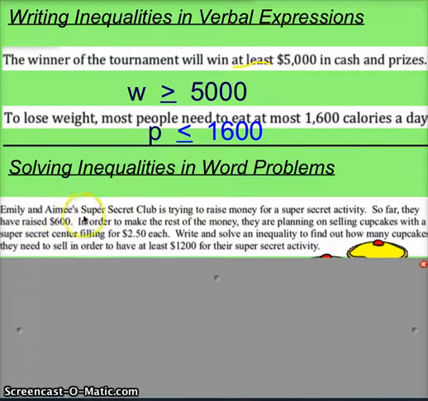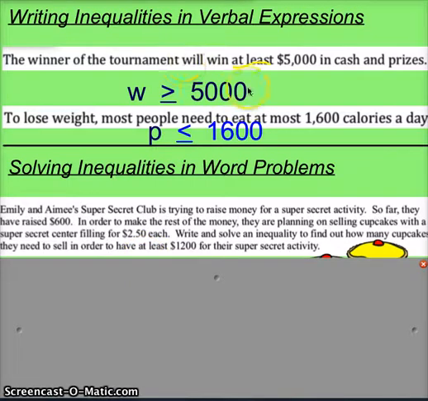Okay. Emily and Amy's super secret club is trying to raise money for a super secret activity. So far, they have raised $600. In order to make the rest of the money, they are planning on selling cupcakes with a super secret center filling for $2.50 each. Write and solve an inequality to find out how many cupcakes they need to sell in order to have at least $1,200 for their super secret activity. So we know that she already has $600, and then each additional cupcake with the secret filling is going to be $2.50 each, and we want to have at least $1,200.